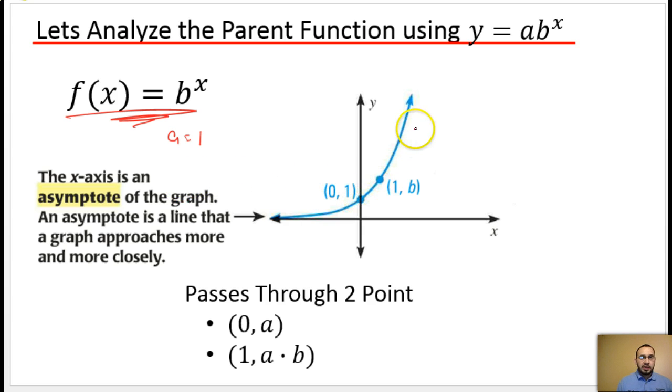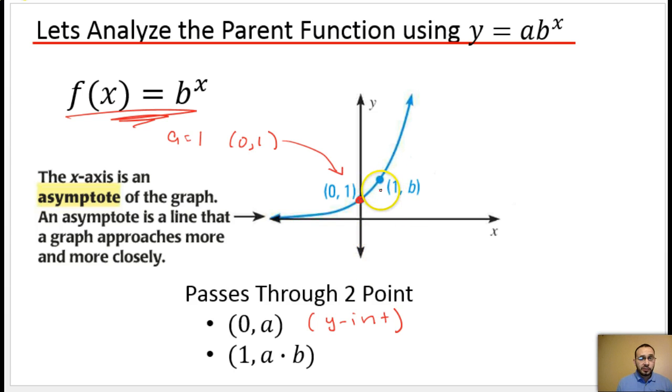A few things to notice about this graph is that our y-intercept crosses at 0, 1. So this is 0, 1. Our y-intercept is actually given to us by the point 0 and a. So this point is our y-intercept. If we look up here, we said that a is equal to 1. So when x is 0, our y value is going to be 1, or our y-intercept is 1, and that's where we get this point.